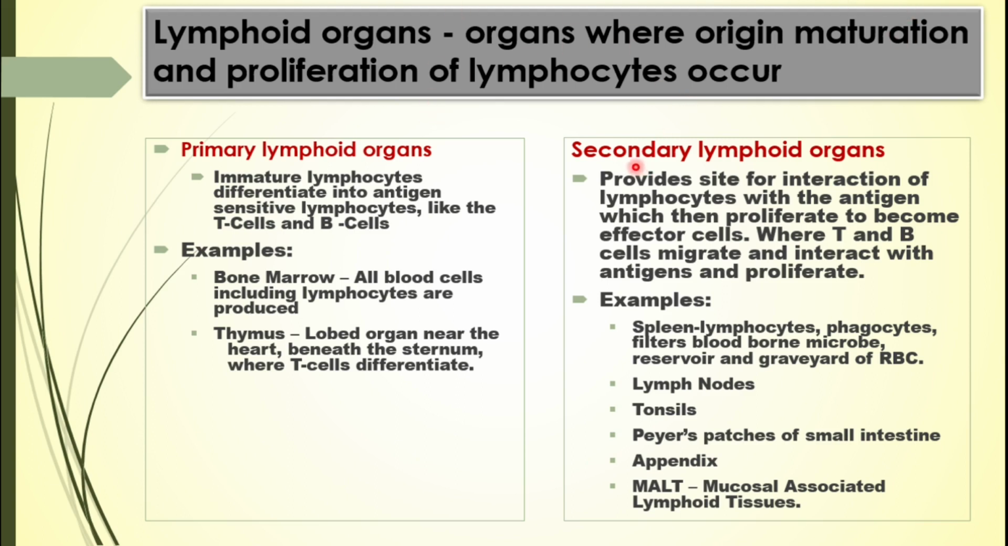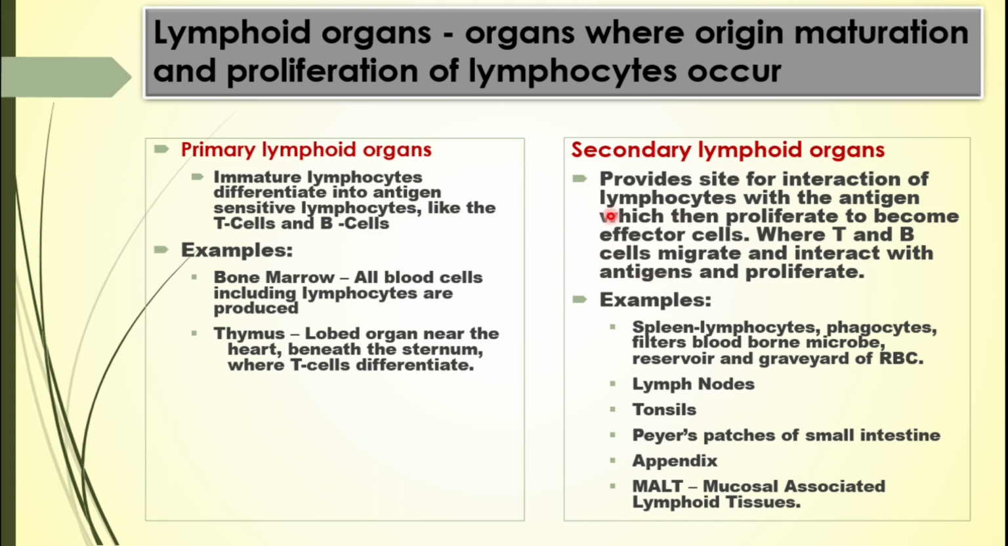Let us now discuss what is a secondary lymphoid organ. Secondary lymphoid organs provide sites for the interaction of lymphocytes, meaning the T cells and the B cells, with the antigen, where they proliferate to become effector cells. Or in other words, where the T and the B cells migrate and interact with antigens and proliferate to help us in bringing about immune response.